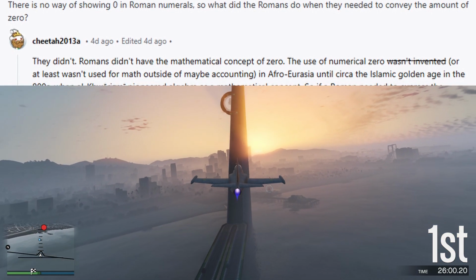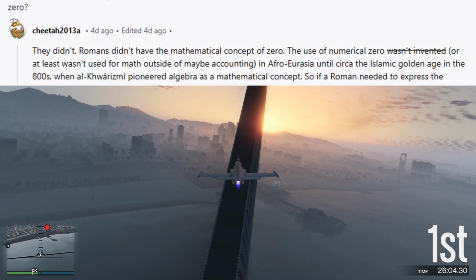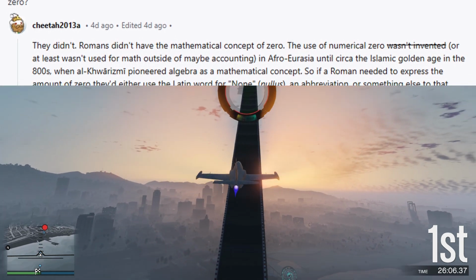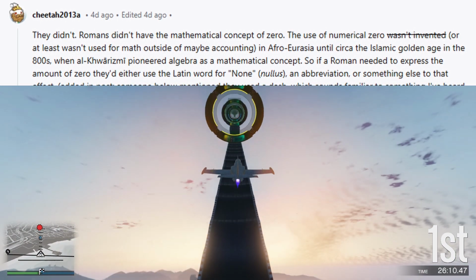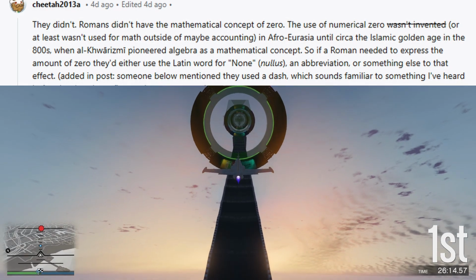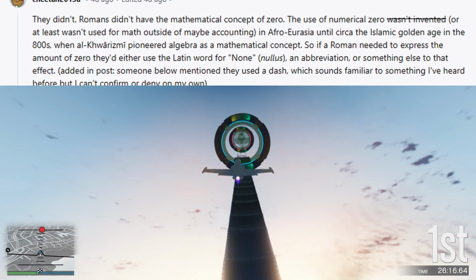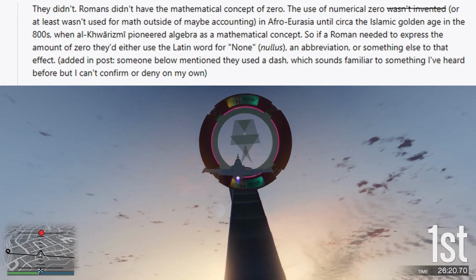The use of numerical 0 wasn't invented, or at least wasn't used for math outside of maybe accounting, in Afro-Eurasia until circa the Islamic Golden Age in the 800s, when Al-Khwarizmi pioneered algebra as a mathematical concept. So if a Roman needed to express the amount of 0, they'd either use the Latin word for none, nullus, an abbreviation, or something else to that effect.